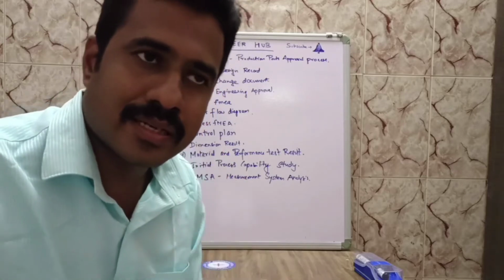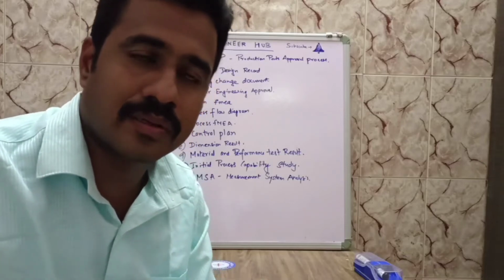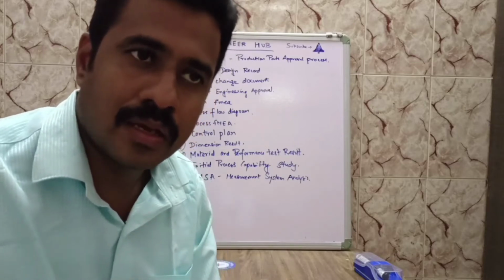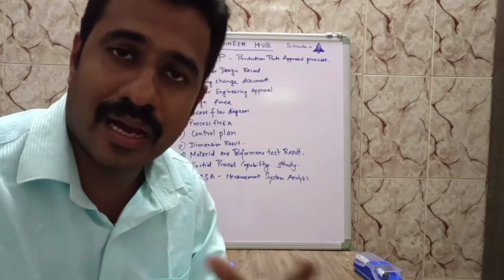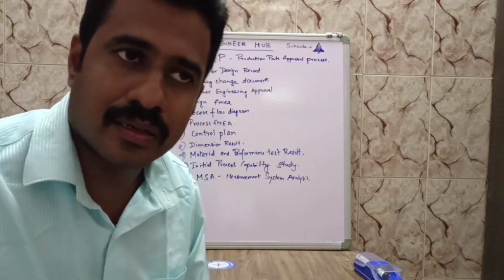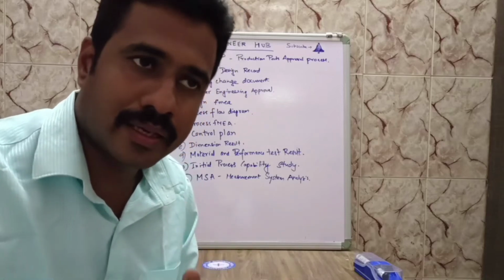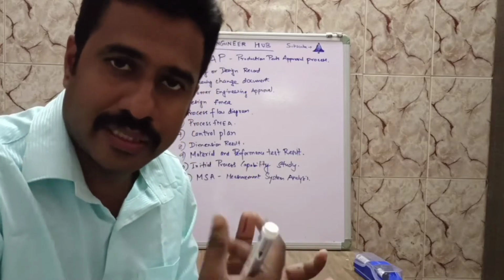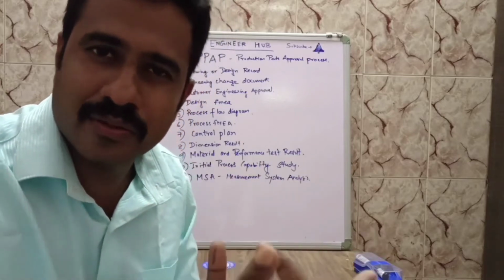And MSA studies are basically for two types of instruments. One is called the attribute study, and another is called the variable study. For variable instruments, we have a separate study called R&R. If you're using a vernier caliper or a micrometer, when you measure the part, the display shows the reading. What is the reading of the part? A micrometer also shows the reading.